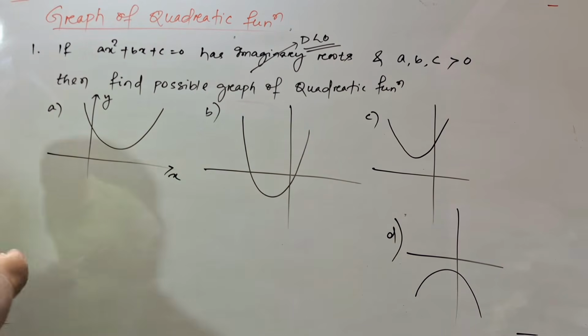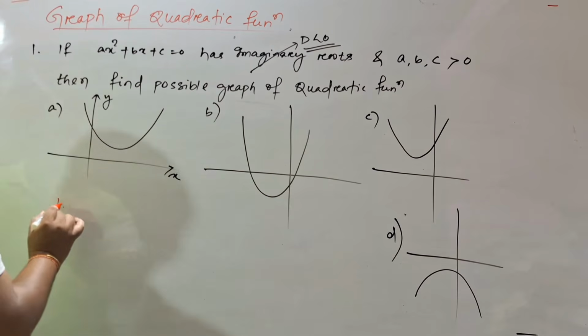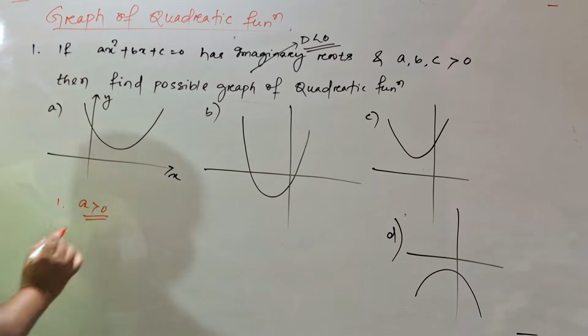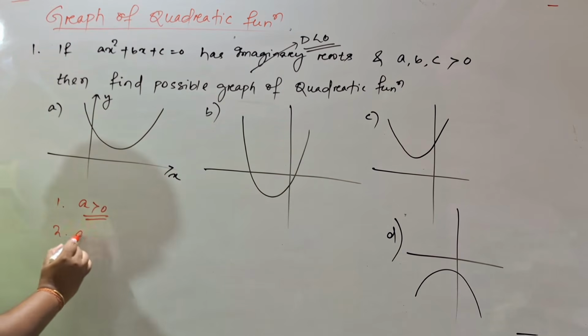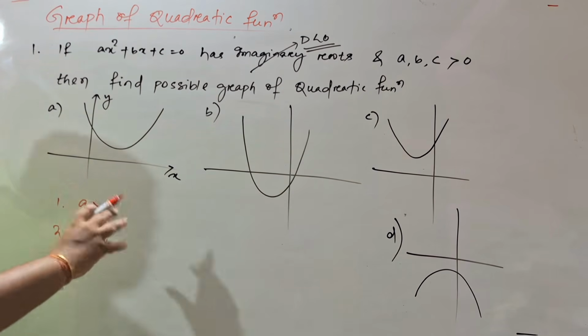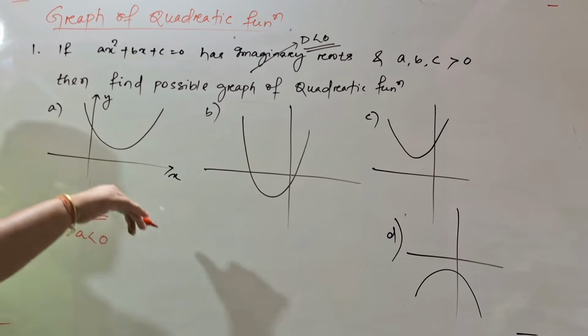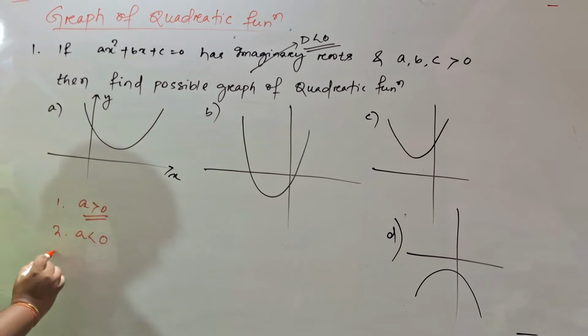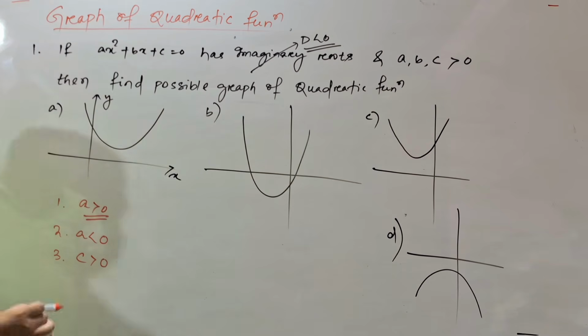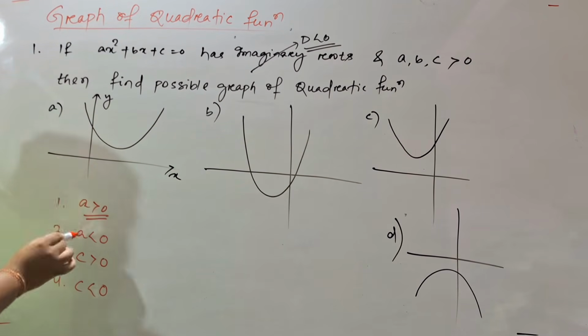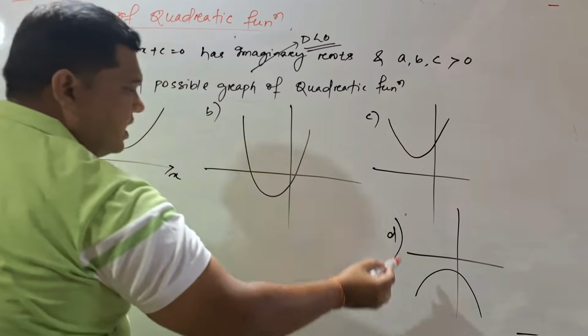Already told you, once again I will just revise everything. When a is greater than 0, the parabola is concave upward facing. When a is less than 0, the parabola, meaning the graph of the quadratic function, is concave downward. When c is greater than 0, the parabola intersects the y-axis at a positive value. When c is less than 0, the parabola touches the y-axis at a negative value here.